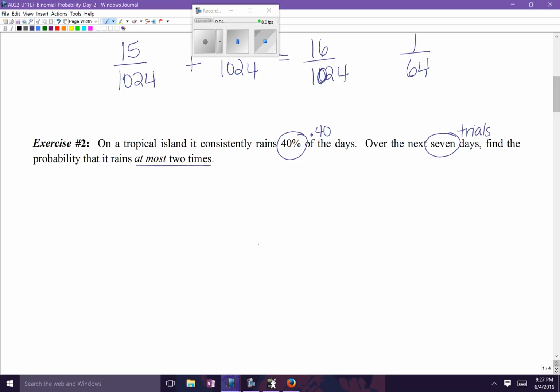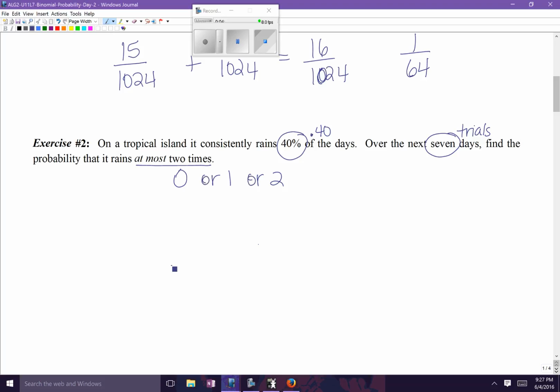Well, at most means that it could rain 0 times, that would be okay. It could rain 1 time. It could rain 2 times. So at most 2 times. Could it rain 3 times? Well, no, because that is more than that. So we're going to have to set up 3 different probability calculations here.